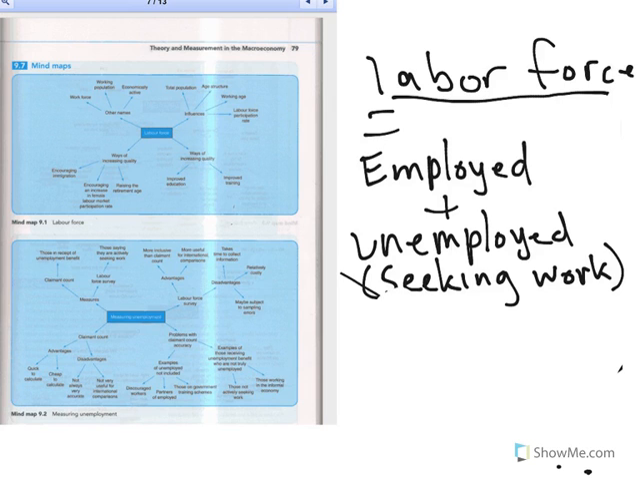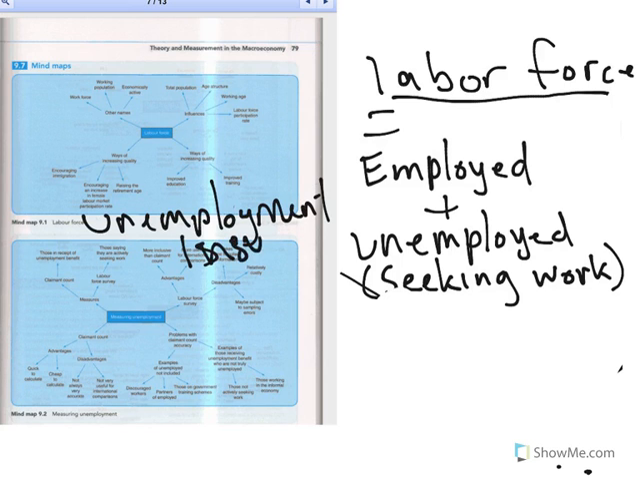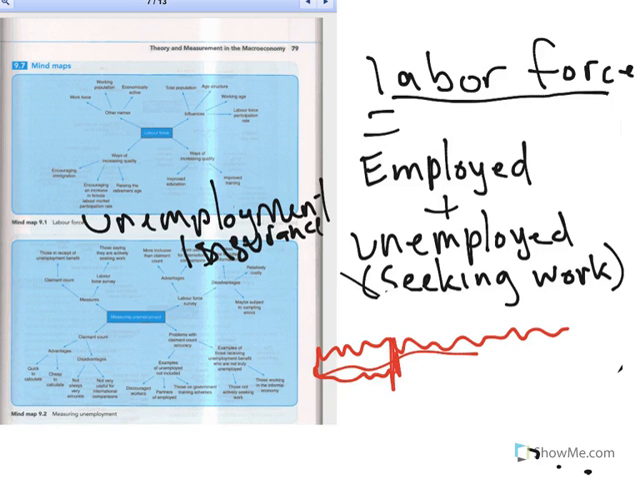Now, the unemployed also typically have something called unemployment insurance. Unemployment insurance allows unemployed people to be supported. For example, say that I'm working at a job, I'm working, I'm working, and then all of a sudden I get fired right here. Unemployment insurance allows me to collect salary between these times until I can find another job.